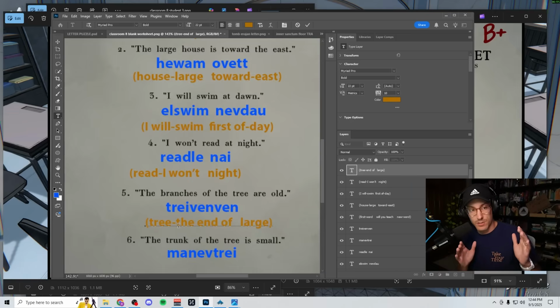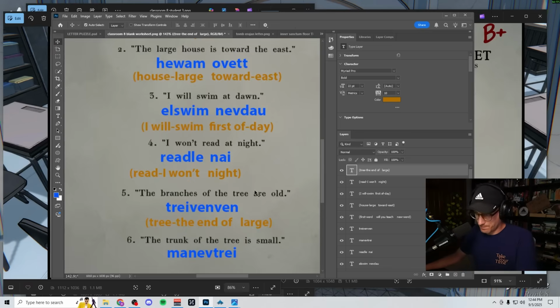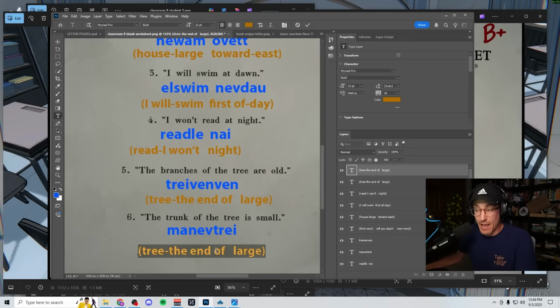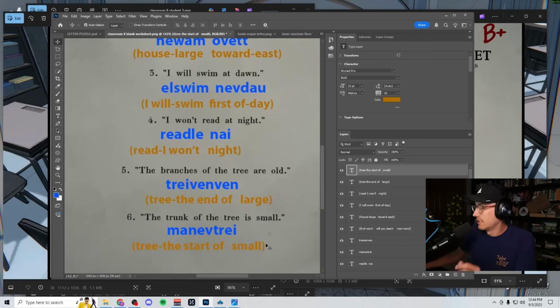AKA the branch, the end of the tree, is large. Oh my god, can you imagine playing this game, or watching this series, if English was also your second language? I know we have a lot of people who watch this series for whom English is not their only language. I don't know if it's their first language.